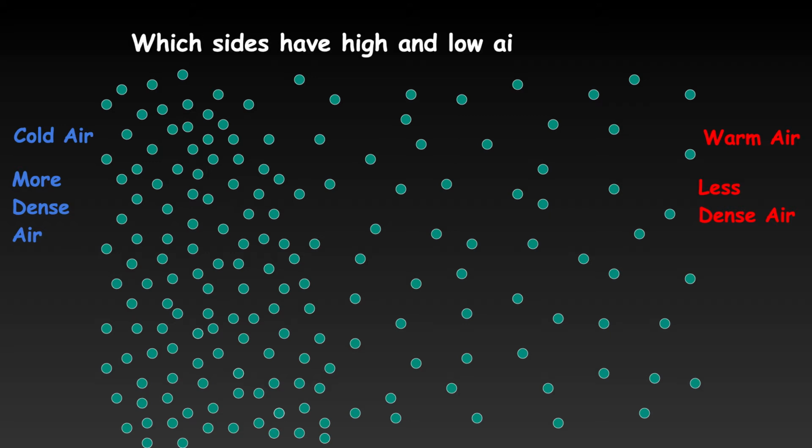Question number 3. Which sides have higher and lower pressure just due to the air? So which side would have a higher air pressure and which side would have a lower air pressure? If you said that the higher pressure is on the left side and the lower pressure is on the right side, you would be correct. Again, pressure in this case is just talking about the physical amount of molecules. The more molecules that you have interacting with you, the higher the pressure in that area. So far, I know that you are 3 for 3 on these questions.